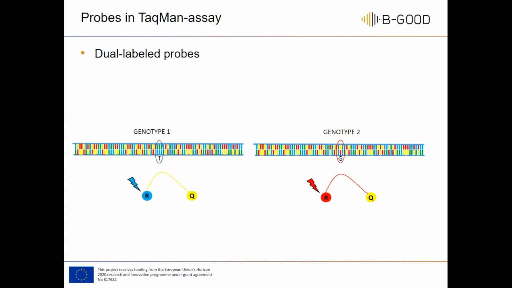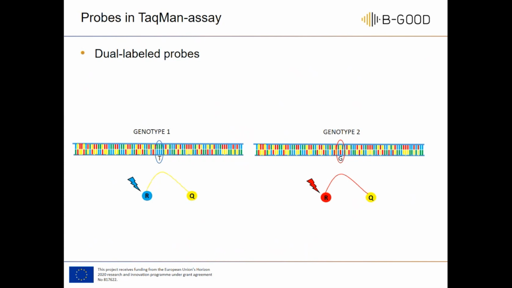Now it is also possible to use different reporters and probes in one single reaction. So if we want to detect 2 different genotypes, we can develop 2 specific probes which are each linked to a specific reporter. So genotype 1 will generate a blue signal, while genotype 2 will generate a red signal.